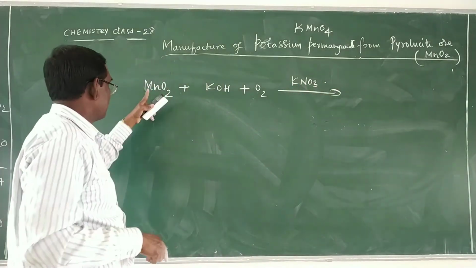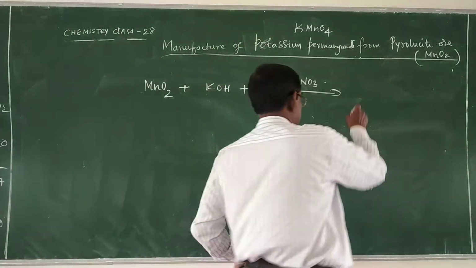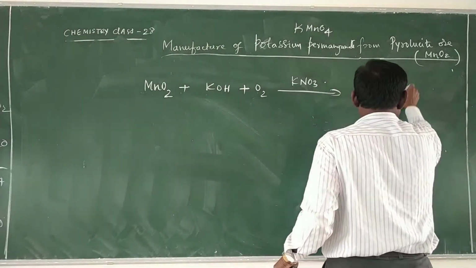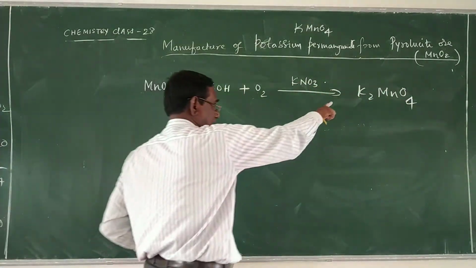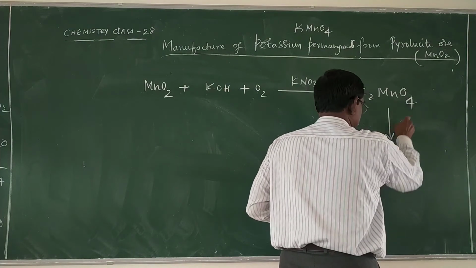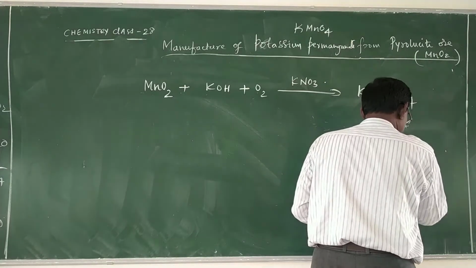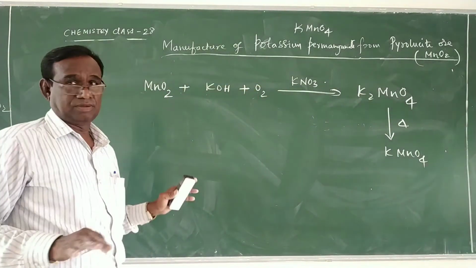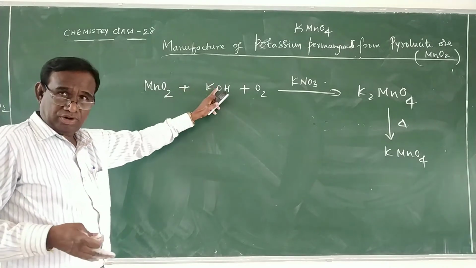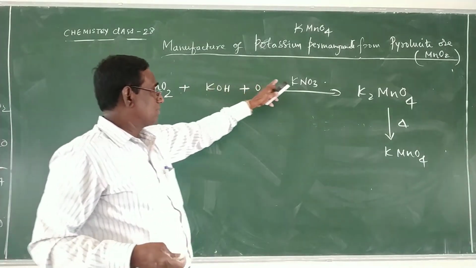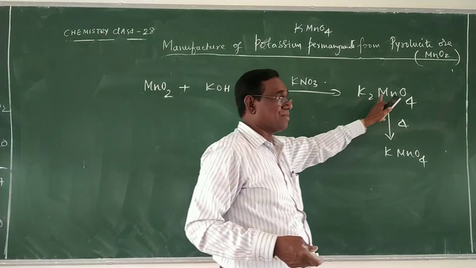So the pyrolusite ore is converted into potassium manganate, that is K2MnO4. This potassium manganate is further heated, so that you will be getting potassium permanganate, that is KMnO4. It is a very simple step. That means pyrolusite ore is fused with KOH and heated with an oxidizing agent like KNO3, so that it is converted to potassium manganate.